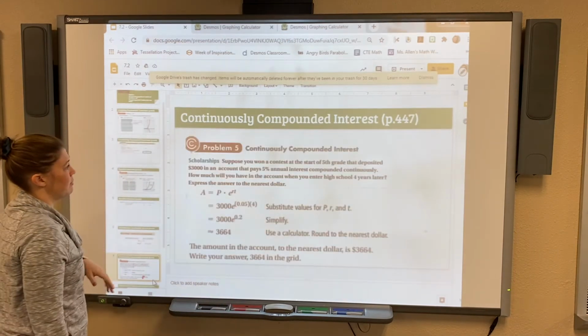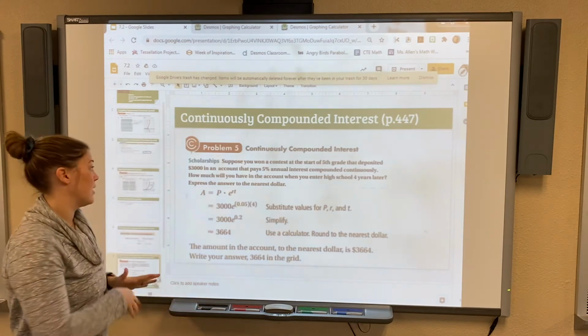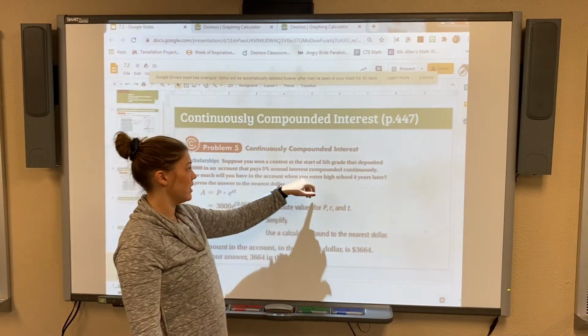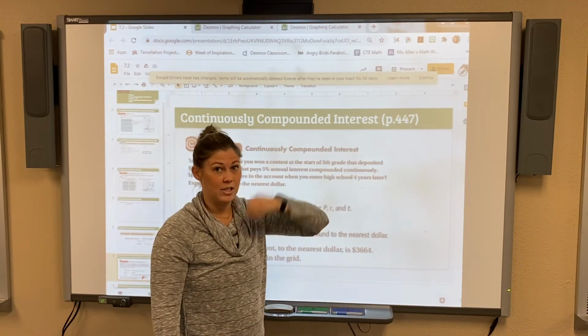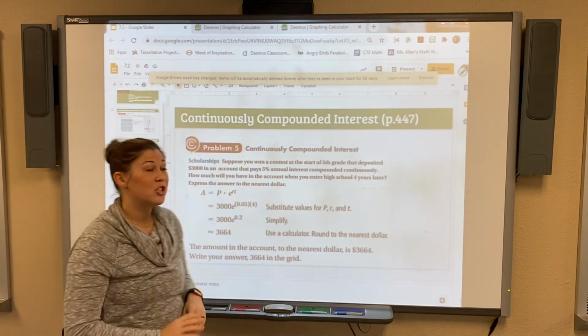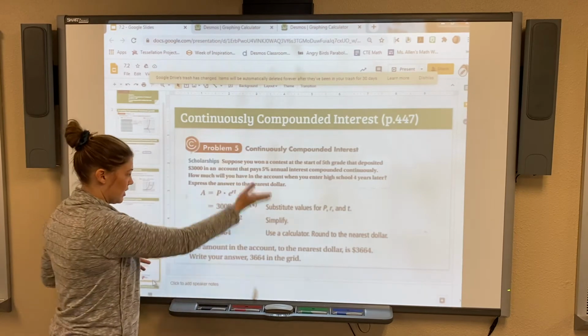Okay, so let's look at an example. Suppose you won a contest at the start of 5th grade and you deposited $3,000 into an account that pays 5% annual interest compounded continuously. So every year it has an interest rate of 5%. How much will you have in the account when you enter high school 4 years later? Please express it to the nearest dollar.